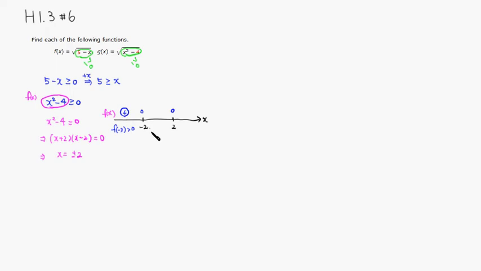Anything between negative 2 and positive 2, we can try 0. 0 minus 4 is negative, so we have a negative sign here. Then anything bigger than 2, I try 3, and 9 minus 4 is again positive. So we can see that it's positive, or greater than or equal to 0, for negative 2 and down and positive 2 and up.